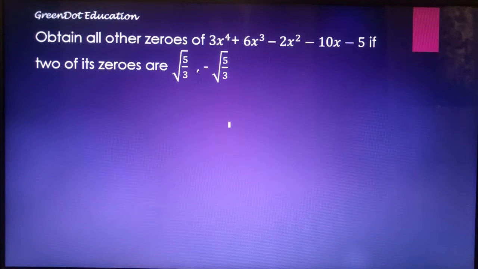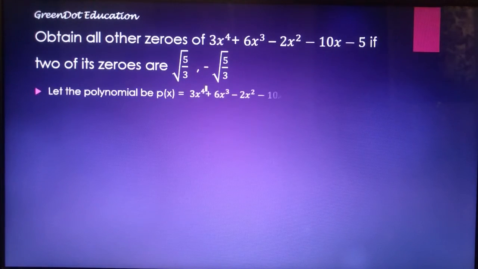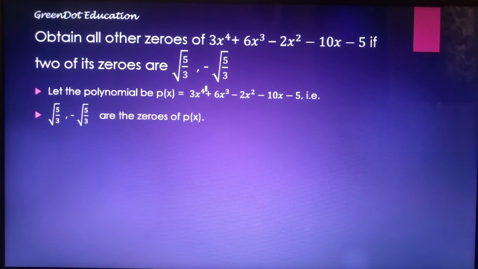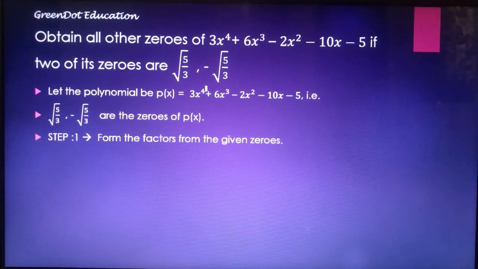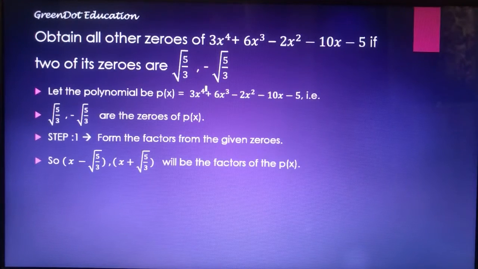So the zeros of this polynomial are square root of 5 by 3 and negative square root of 5 by 3. So let the polynomial p of x be 3x to the power of 4 plus 6x to the power of 3 minus 2x to the power of 2 minus 10x minus 5, and the zeros of the polynomial be square root of 5 by 3 and negative square root of 5 by 3. So from this it follows that the factors of the given polynomial will be x minus square root of 5 by 3 and x plus square root of 5 by 3.